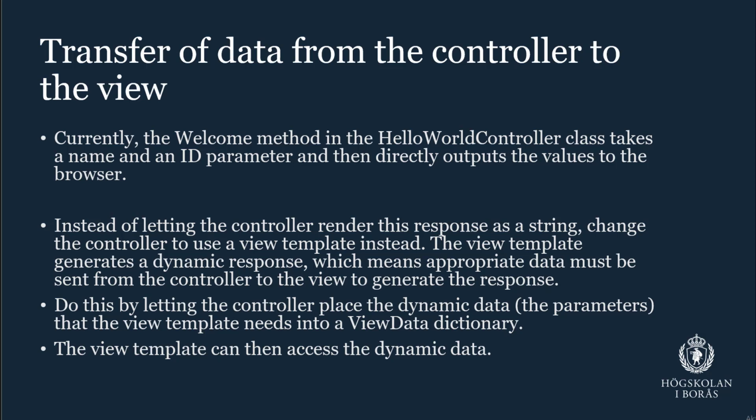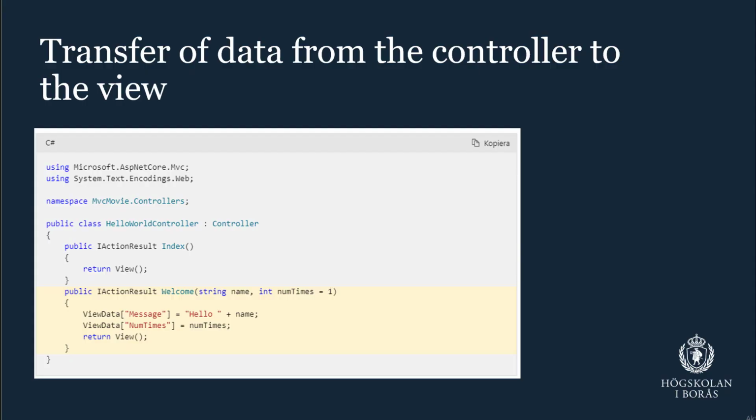The view template generates a dynamic response, which means appropriate data must be sent from the controller to the view to generate the response. To do this, we let the controller place the dynamic data, also known as the parameters, that the view template needs into a ViewData dictionary. The view template can then access this dynamic data. So let's update our welcome action method again.